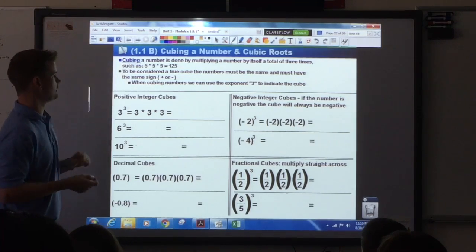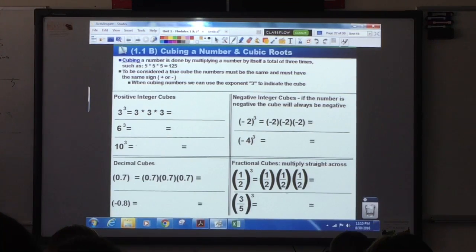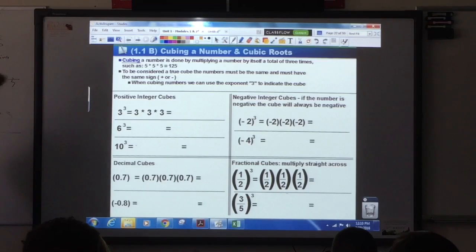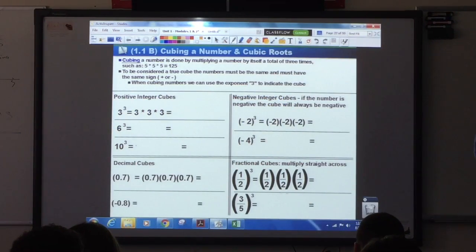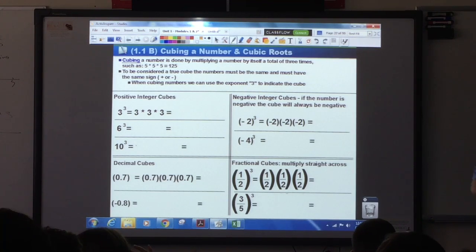So, cubing a number is done by multiplying, like I said, a total of 3 times. And once again, to be considered a cube, it must be the same number with the same sign. So 3 times 3 times 3, or negative 3 times negative 3 times negative 3. It cannot be 3 times negative 3 times 3. That's not a true cube.